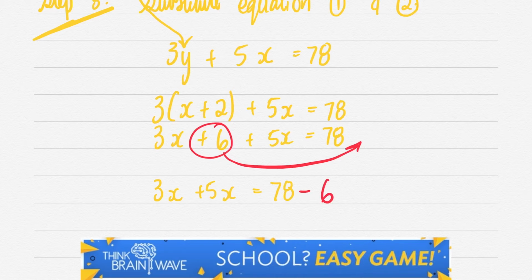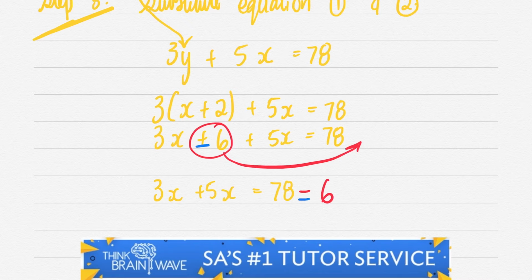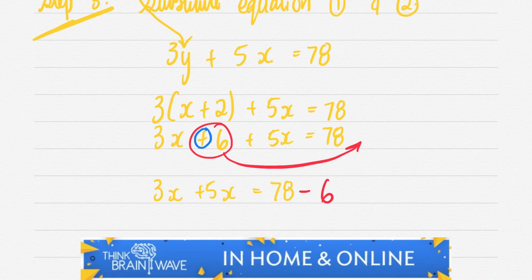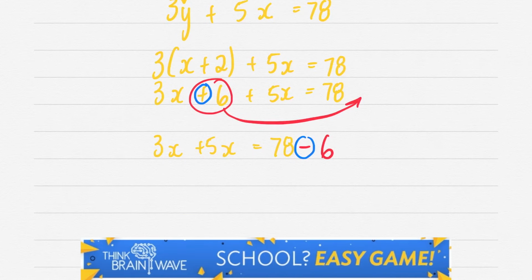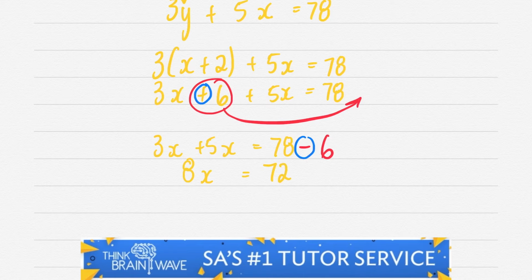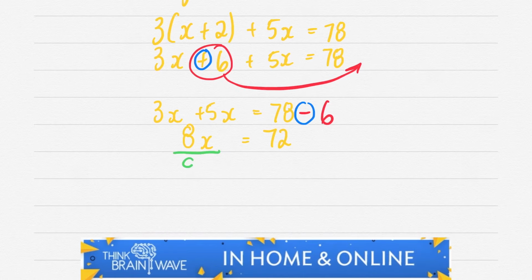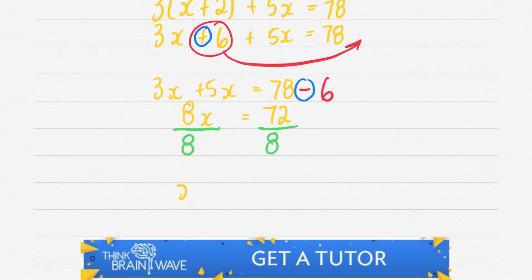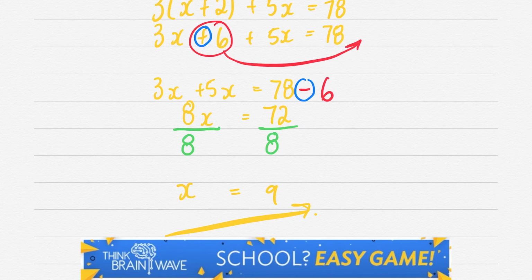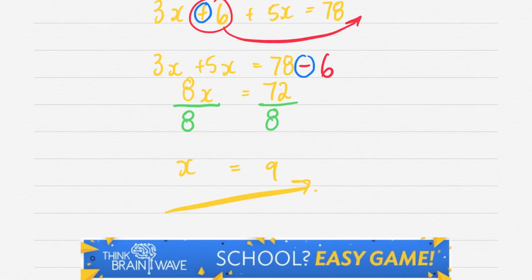Easy game. So we've got 3X plus 5X. We've grouped our terms together: we've got a 3 and a 5, we add them, we get an 8. We've taken our 6 across the equal sign, so it changes sign from positive to negative. You've got 78 minus 6 giving you 72. 72 divided by 8 gives you 9. X is equal to 9. Easy game.